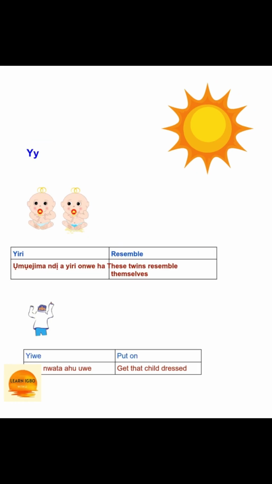Our next letter is the letter Y. This is the letter Y in the English alphabet. In the Igbo alphabet, this is the letter Y. Used in word example number one. Yiri. Yiri. Resemble.